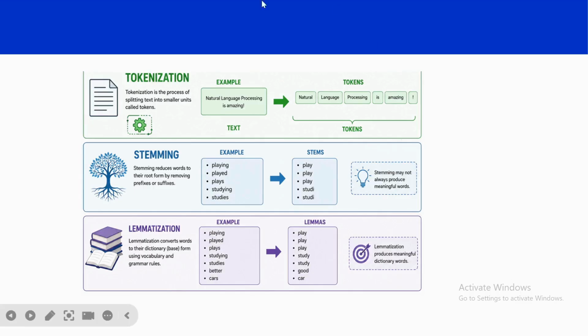So these are the examples of tokenization, stemming, and lemmatization. Tokenization is the process of splitting text into smaller units called tokens. Stemming reduces words to their root form by removing prefixes or suffixes. Lemmatization produces meaningful dictionary words. That's the difference between stemming and lemmatization.